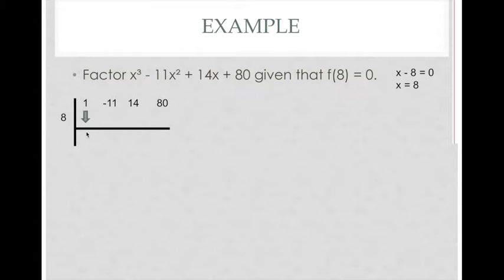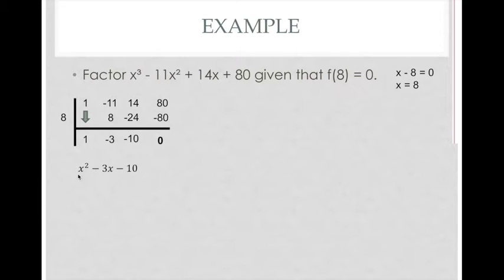We bring down our first coefficient and then multiply 8 times 1, which is 8. Negative 11 plus 8 is negative 3. 8 times negative 3 is negative 24. 14 plus negative 24 is negative 10. 8 times negative 10 is negative 80. 80 plus negative 80 is 0. So this proves that x minus 8 is a factor of this polynomial.